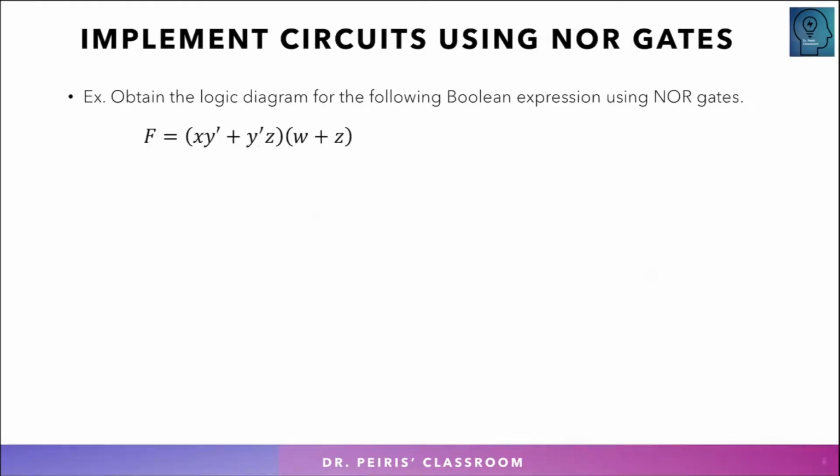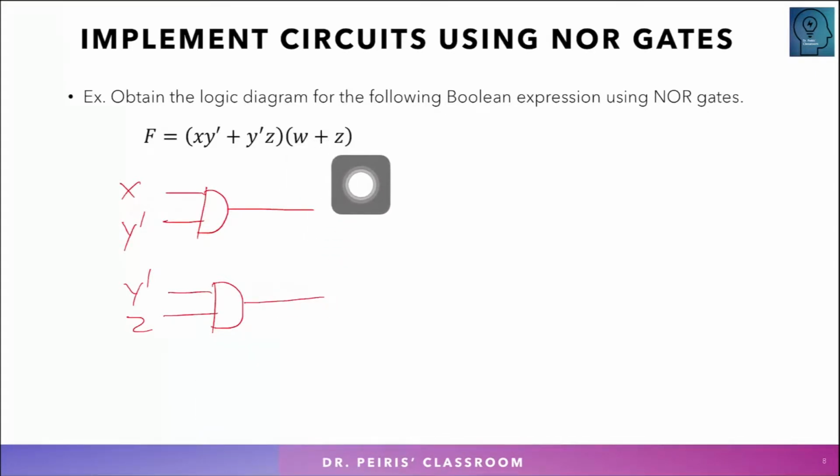And another example, so we first draw this using AND and OR. So the first one is XY prime, this is an AND gate. Next one is Y prime Z, this is also an AND gate. And then the next parenthesis is W OR Z, so this is an OR gate.